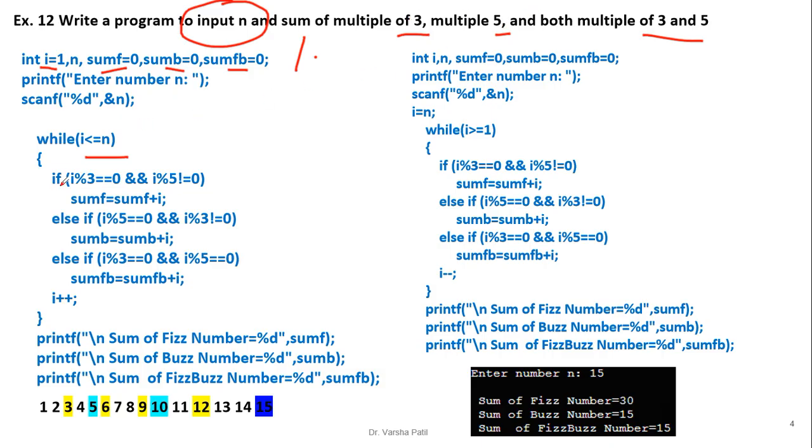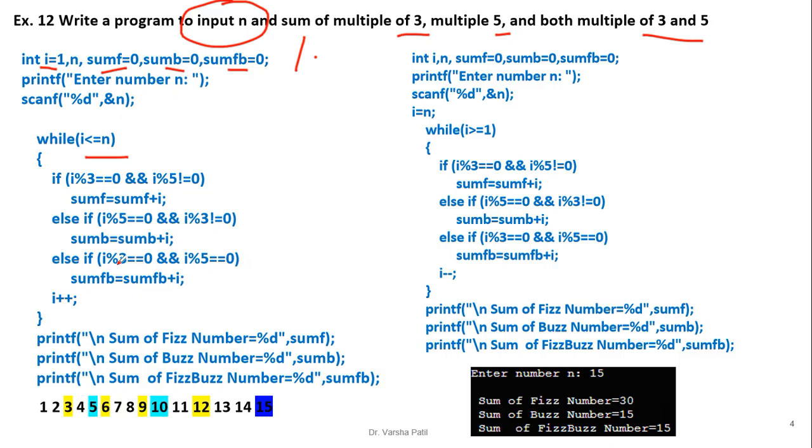So here, while I is less than or equal to n, if I mod 3 equal to 0, that is, that particular I is divisible by 3, but at the same time it is not divisible by 5, so that number is fizz, that is, a multiple of 3. So sum of fizz is equal to sum of fizz plus 1. If I mod 5 equal to 0, that is, that particular number is divisible by 5 but it is not divisible by 3, at that time it is buzz, and when it is divisible by 3 as well as 5, it is what?